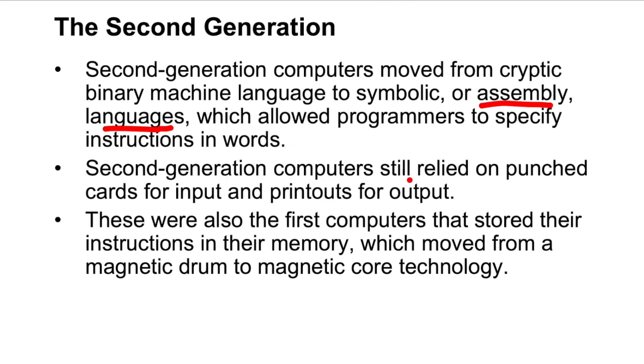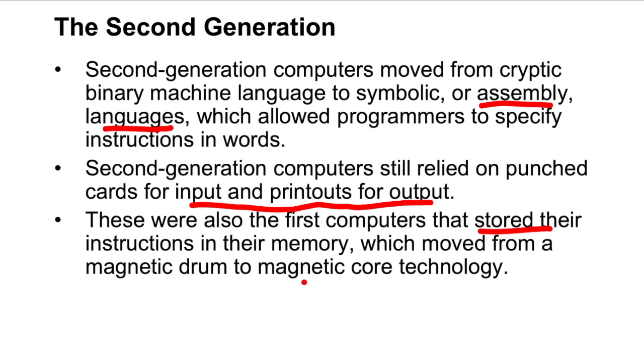Second generation computers still relied on punch cards for input and printouts for output. So the input and output methods remained the same for the second generation. These were also the first computers that stored instructions in their memory, which moved from a magnetic drum to magnetic core technology. So the storage capacity also changed.